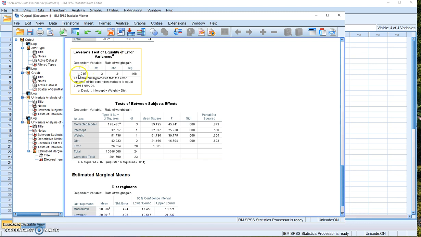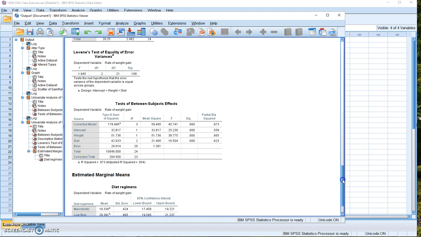Here we have the test of homogeneity of variance. The F test has a value of 1.945, which has a p-value of 0.168. The p is greater than alpha, so we fail to reject the null hypothesis. In other words, we meet the assumption of homogeneity of variance. With that in mind, now we're going to move on to the ANCOVA table right here.